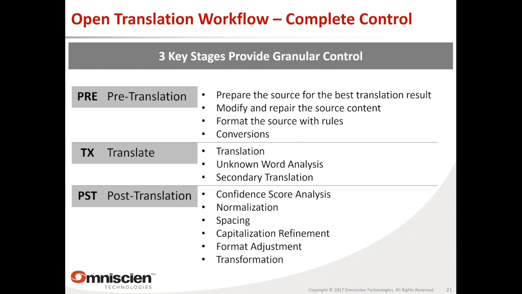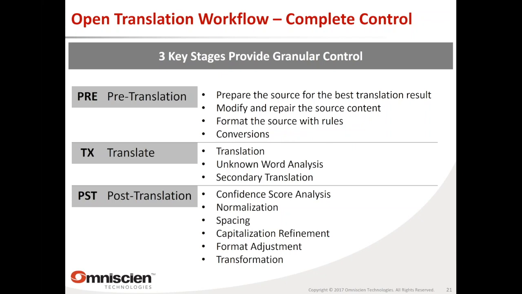So let's look at our translation workflow now. Okay. As I mentioned, you have a very full set of functionality. It's broken into 26 stages, but those 26 stages can actually be classified into 3 sets. There is pre-translation, and in pre-translation, you prepare the source for the best translation result possible. You might modify it, you might mark it up with markers to say these things are non-translatable, such as a brand name. You may format that source with rules, and you might do conversions such as metric conversions. And I'll be talking about metric conversions and similar in a little while.